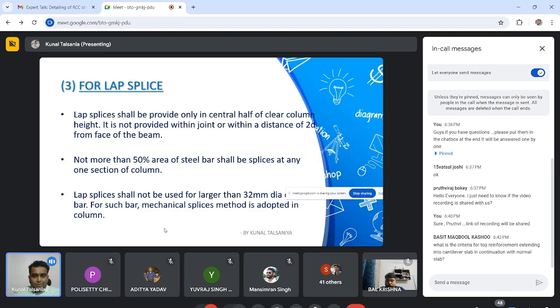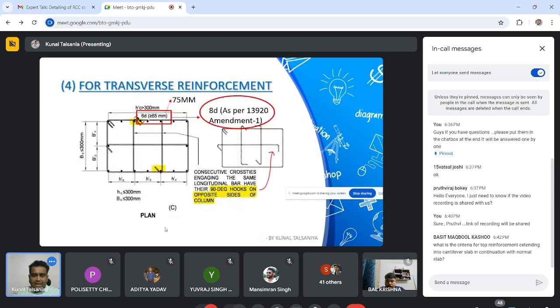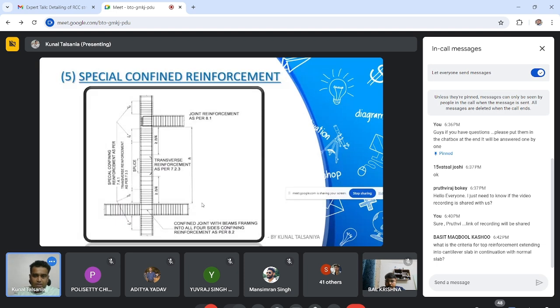Okay. Lap splice shall be provided only in the central half of the clear column height. I will show you in the image, so you will get a better idea of what I mean to say. Okay. So this is the criteria which is provided by IS 13920. The lap splice has to be provided in the central area of the column. This is the non-confinement zone. This is the non-confinement zone.